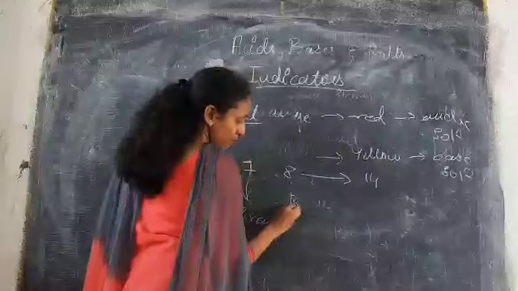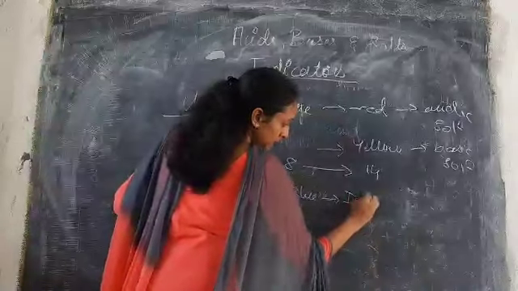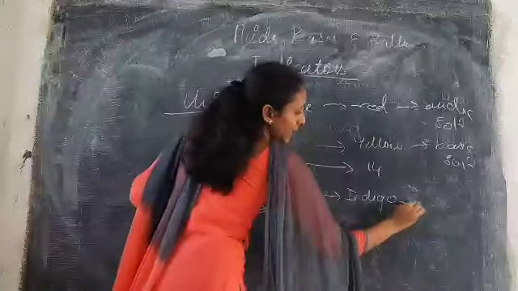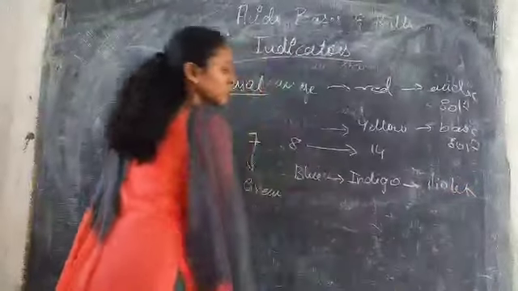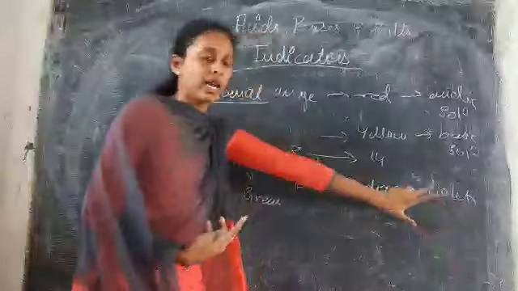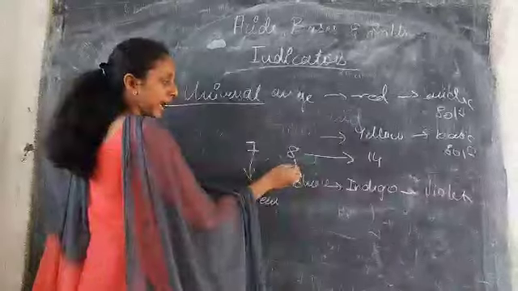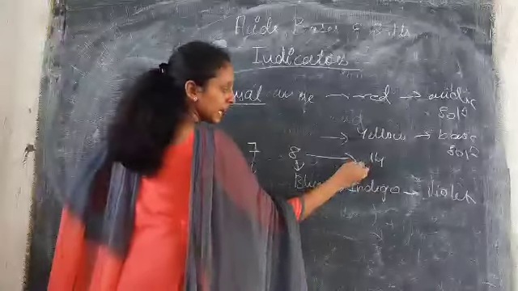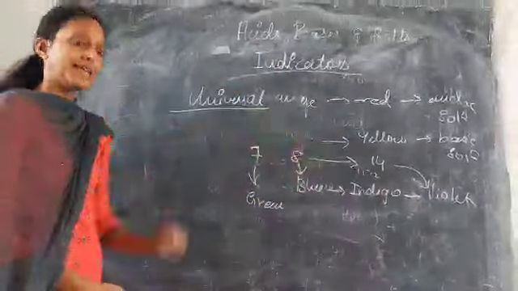first blue, then it changes to indigo, then it changes to violet. So if the solution is more and more basic, then it is violet. From green to blue, this is something like 8, and this is something like 11 or 12, and the more basic will be the violet color.